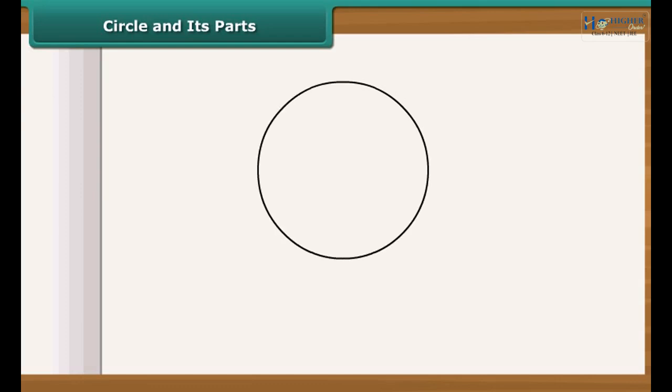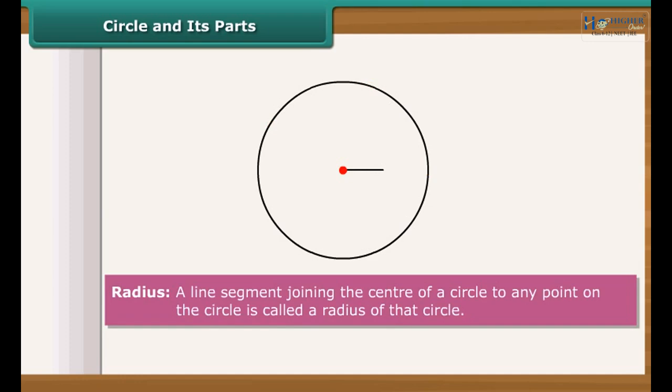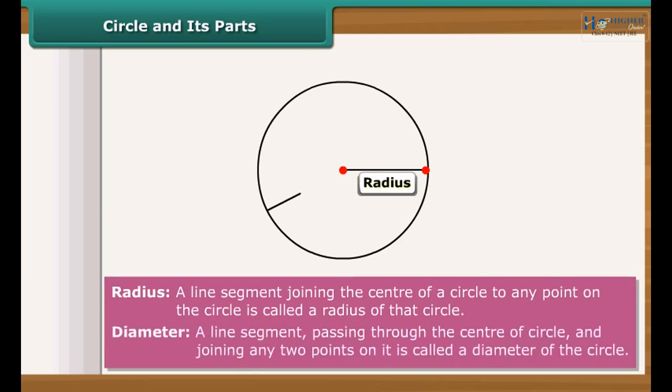This is a circle. It is a simple closed curve which is not a polygon. Every point on a circle is at an equal distance from the center. A line segment joining the center of a circle to any point on the circle is called a radius of that circle. And a line segment passing through the center of the circle and joining any 2 points on it is called a diameter of that circle.